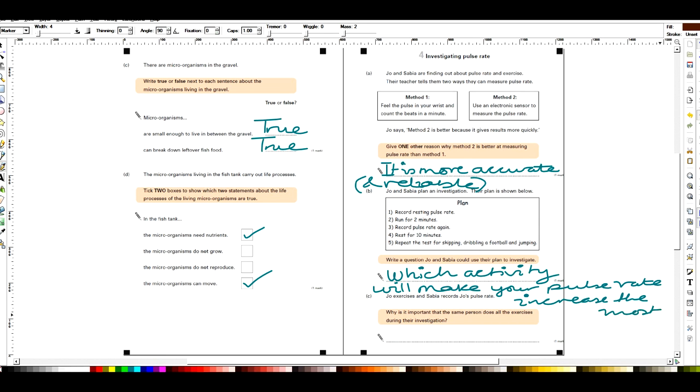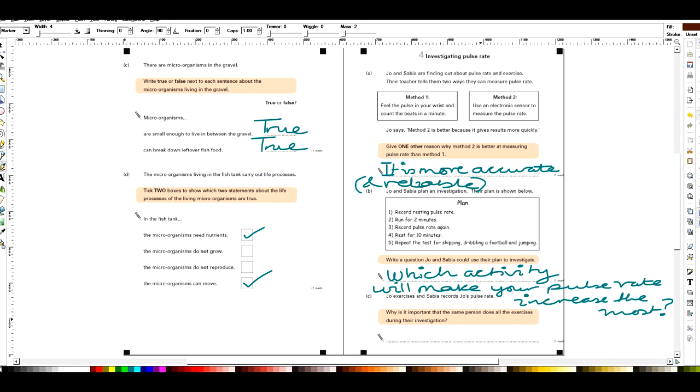Your exercises. Okay, hang on a second. Right. So we said which activities, the question could be which activity will make your pulse rate increase the most? That could be the question. Okay. Joe exercises and Sabia records Joe's pulse rate.